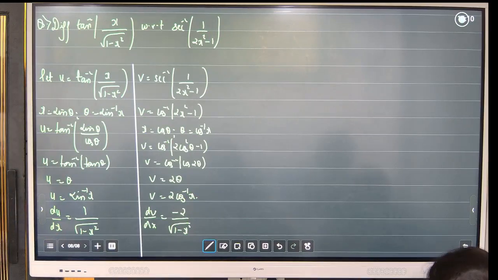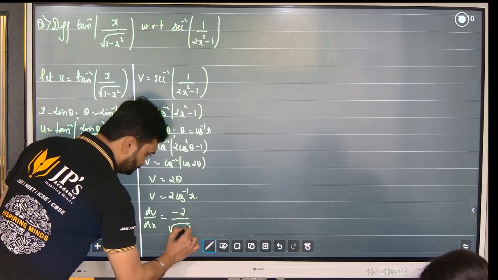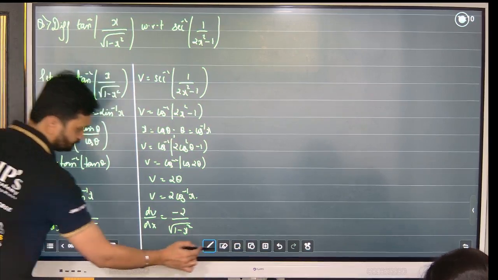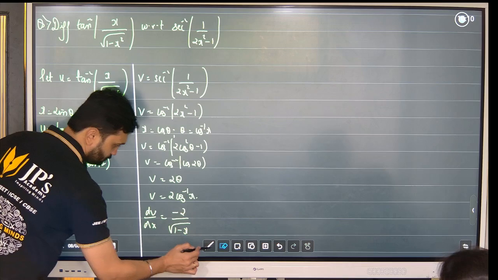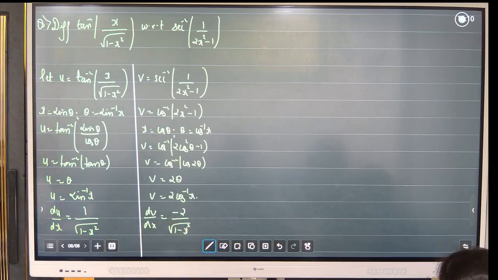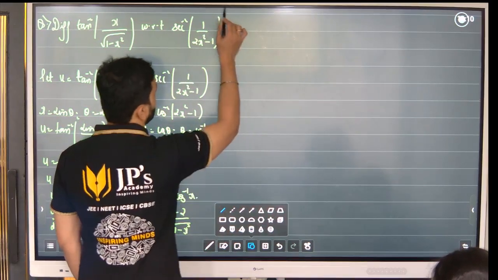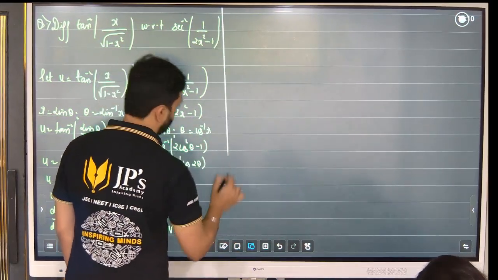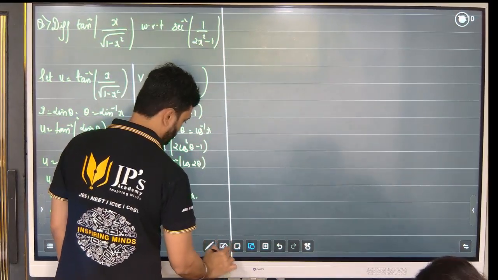If you remember the formula, this is the direct formula for 2 cos inverse x. And then you said if you don't remember, take cos inverse of 2 cos square theta minus 1. How? I don't understand. Sec inverse of 1 by x is cos inverse x, and cos inverse of 1 by x is sec inverse x. That's the value of v.